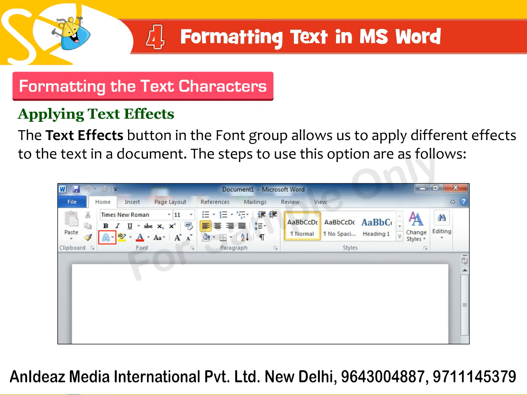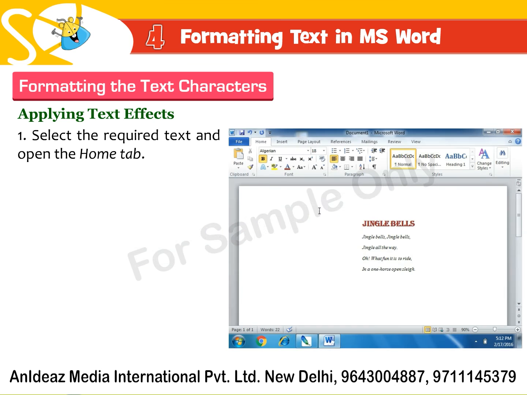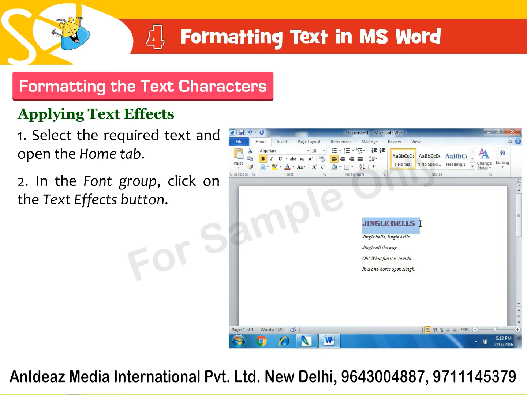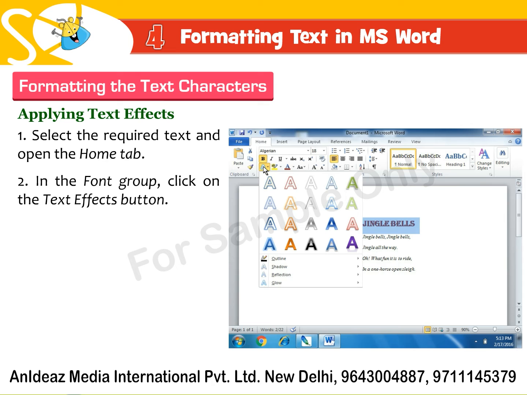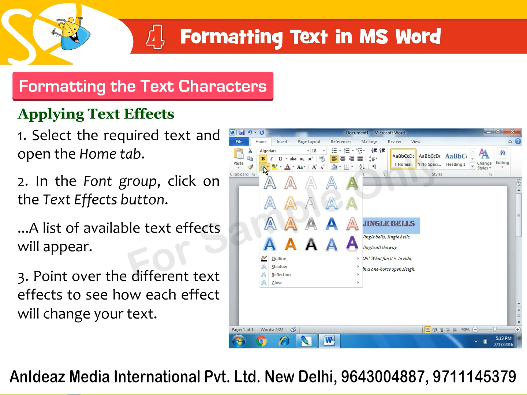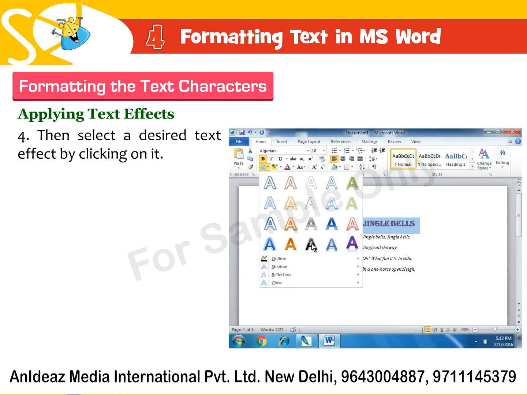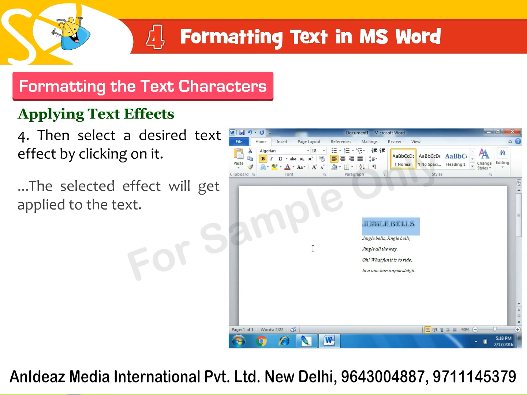Applying text effects. The Text Effects button in the Font Group allows us to apply different effects to the text in a document. The steps to use this option are as follows. 1. Select the required text and open the Home tab. 2. In the Font Group, click on the Text Effects button. A list of available text effects will appear. 3. Point over the different text effects to see how each effect will change your text. 4. Then select a desired text effect by clicking on it. The selected effect will get applied to the text.